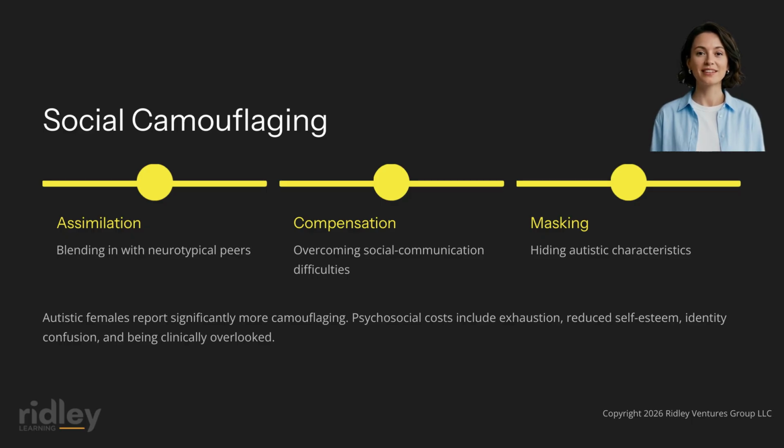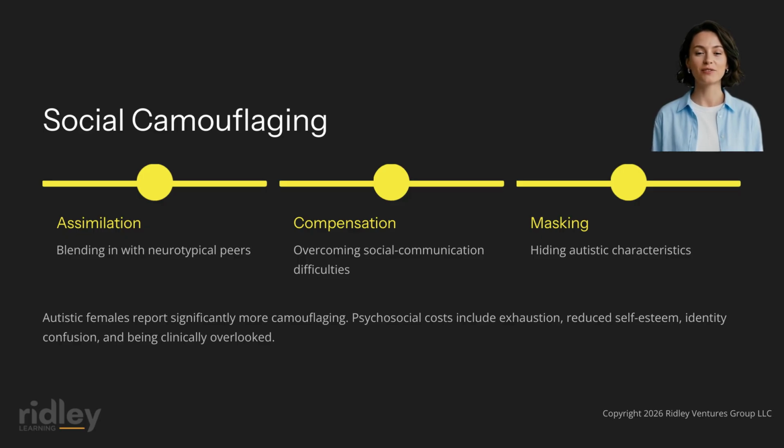Autistic females report significantly more camouflaging across all domains, including assimilation, which means blending in by adopting others' behaviors, compensation, which involves developing strategies to overcome social communication difficulties, and masking, which is hiding autistic characteristics. Compared to autistic males, females engage in more of all three. Late diagnosed adults also report more camouflaging than those diagnosed earlier.